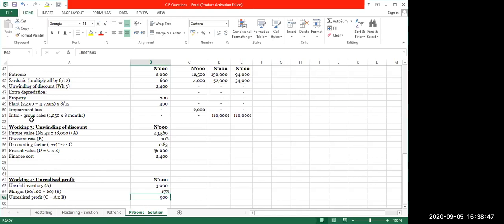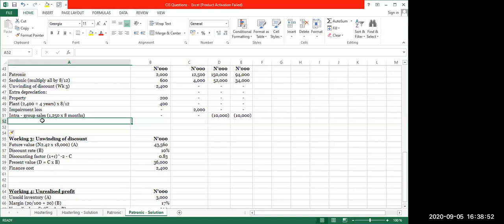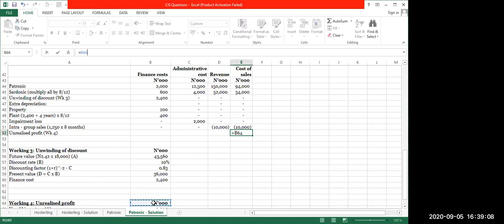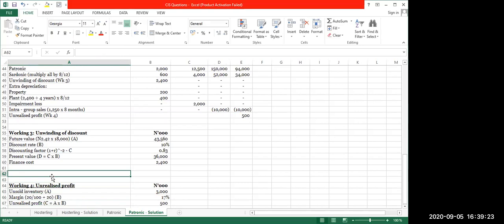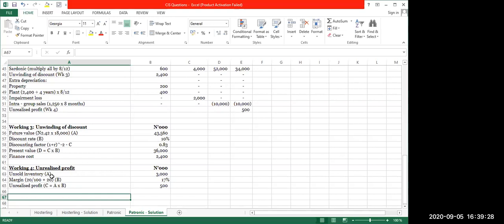So we can just come underneath here to state the unrealized profit based on working four. We add it to cost of sales. $500. So since we have dealt with the issue at acquisition, we have dealt with post-acquisition. The last thing we will do is to calculate the income or loss we are going to earn or incur from our dear associate. So that will take us to working five.